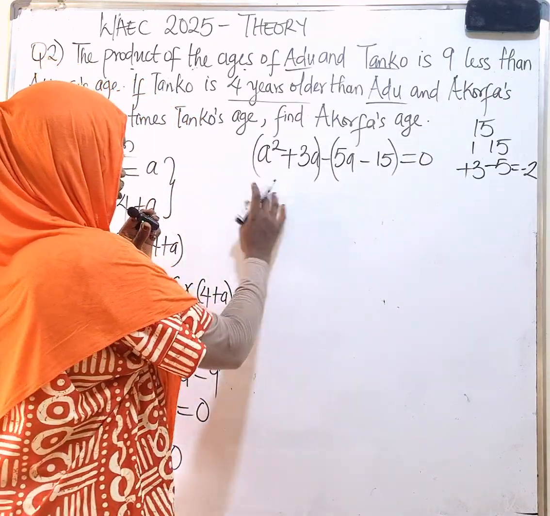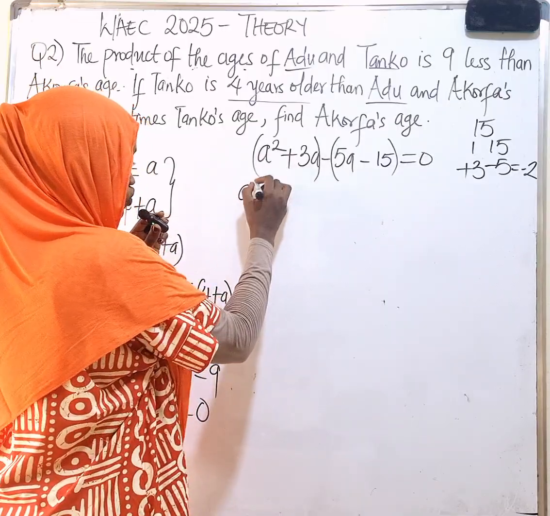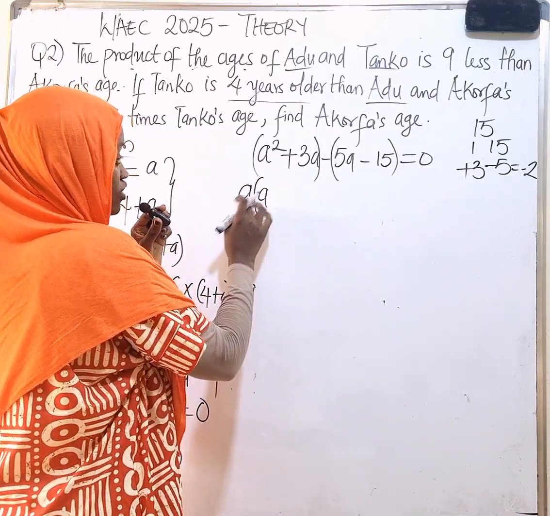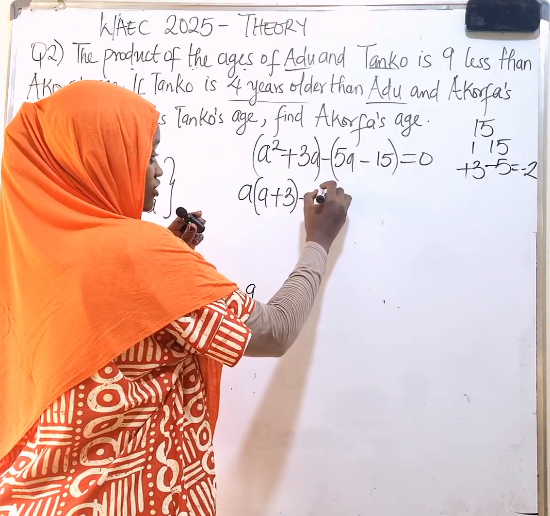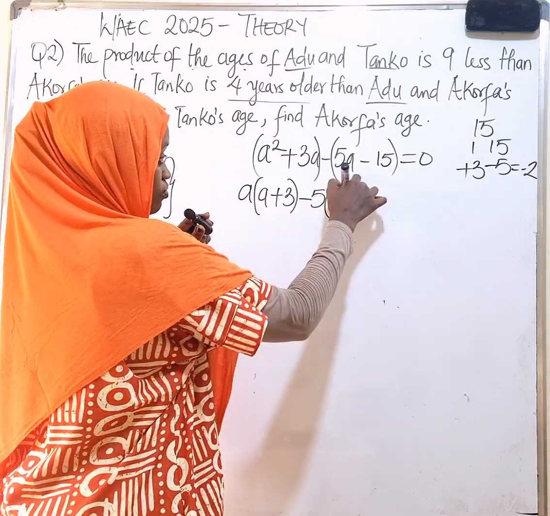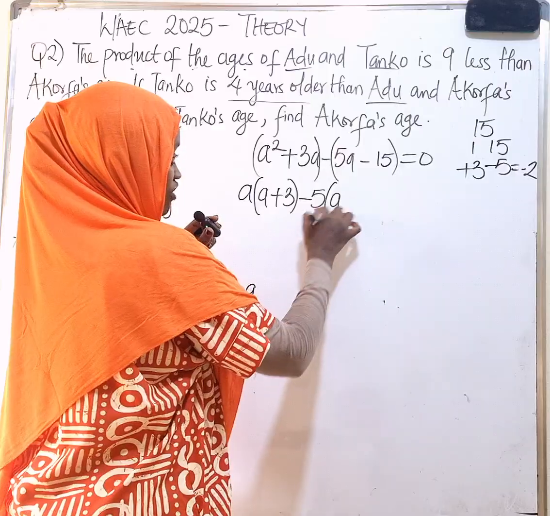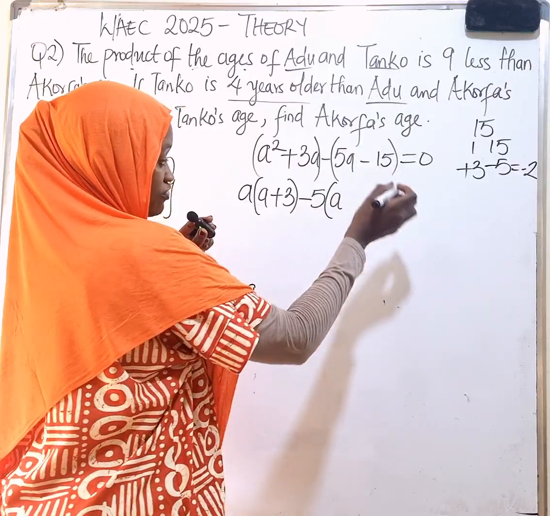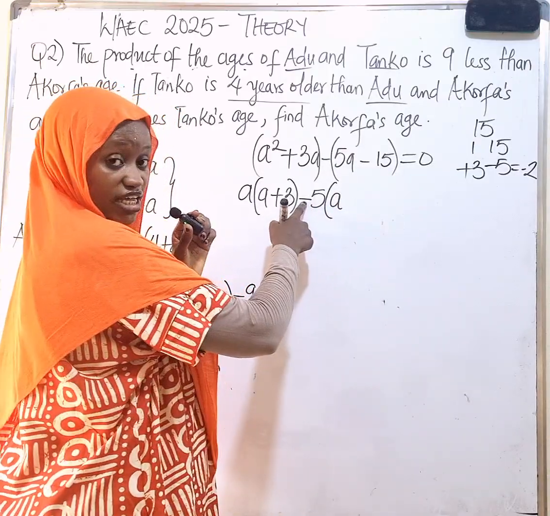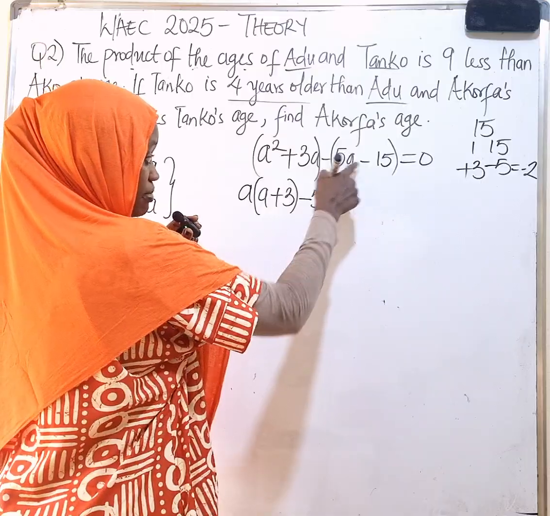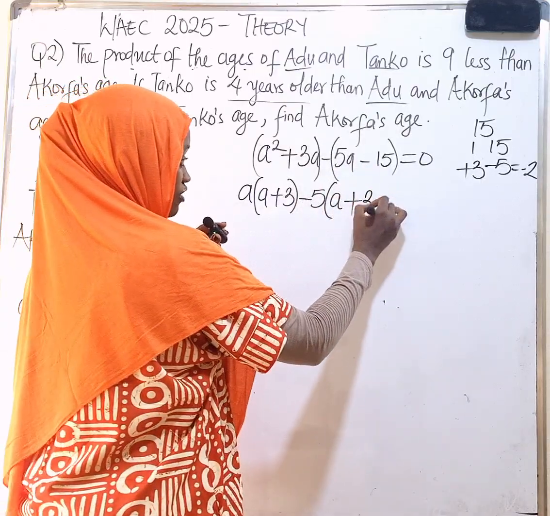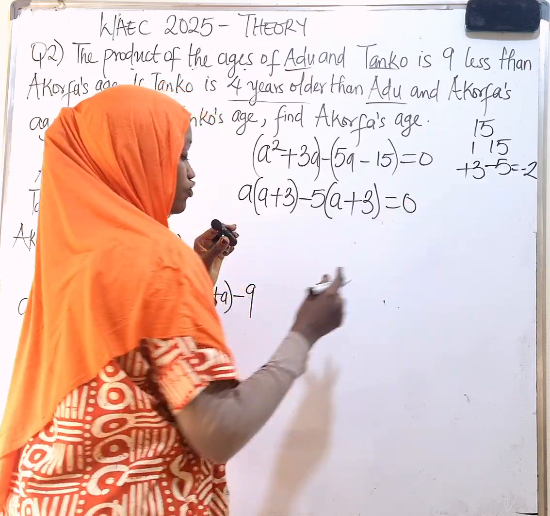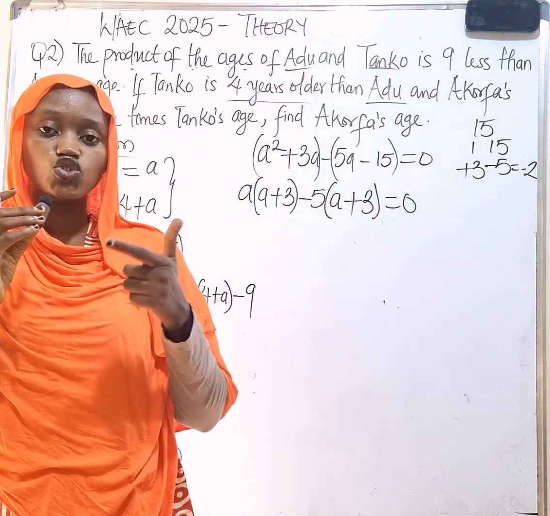The common factor in the first bracket is A. When you factorize A from A square, we're left with A. Factorize A from 3A, we have plus 3. Minus, the common factor here is 5. If you factorize 5 from 5A, we have A. Factorize 5 from 15, we have 3. But be careful with this negative sign here because it's going to affect the negative sign here. Minus times minus gives us a plus. This equals 0.